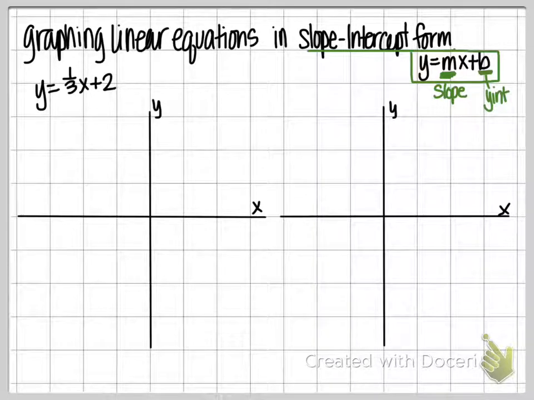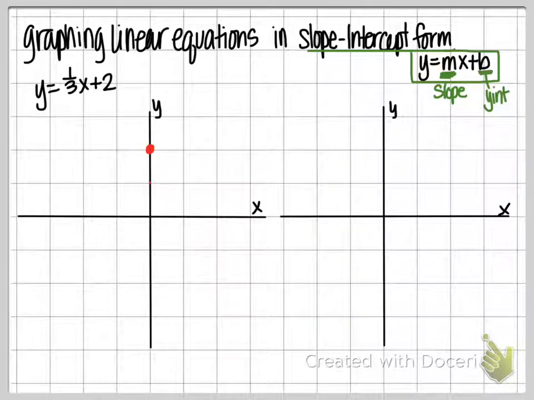our m is the 1/3, and our b is plus 2. And that's where we start. We start with the y-intercept. We plot where the line is crossing the y-axis. This one is positive 2, so we count up 1, 2. And that's a point on our line.